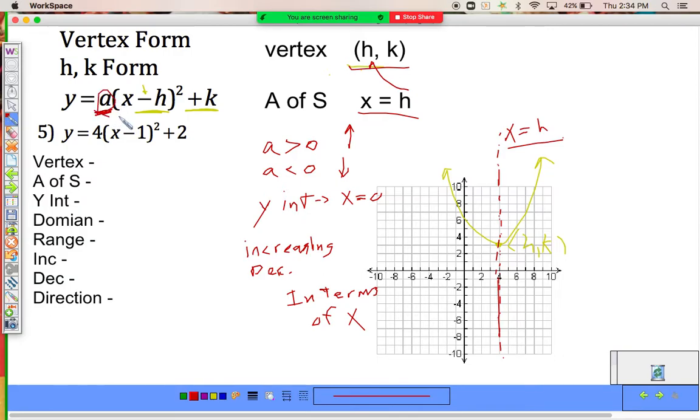This is A. Okay, we'll talk about it in relation to our problem in a second. A is going to be the number in front of the parentheses. All right, so we're going to find 2 things first. Out of all 8 of these, we're going to find the vertex and the direction first.